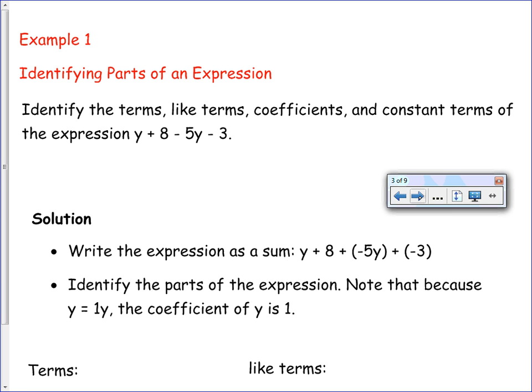Now when you have that expression, if you would like, you can change that to an addition. So you can write the expression as a sum. You can see here y plus 8 plus negative 5y plus negative 3. Now we're going to identify the parts of the expression. Note that because y is equal to 1y, the coefficient of y is 1.